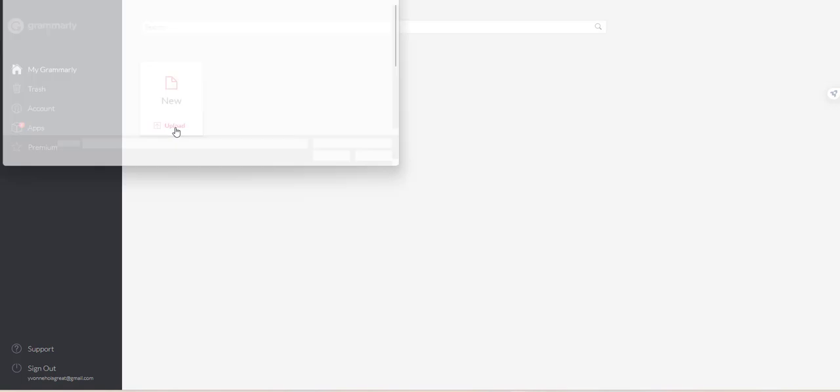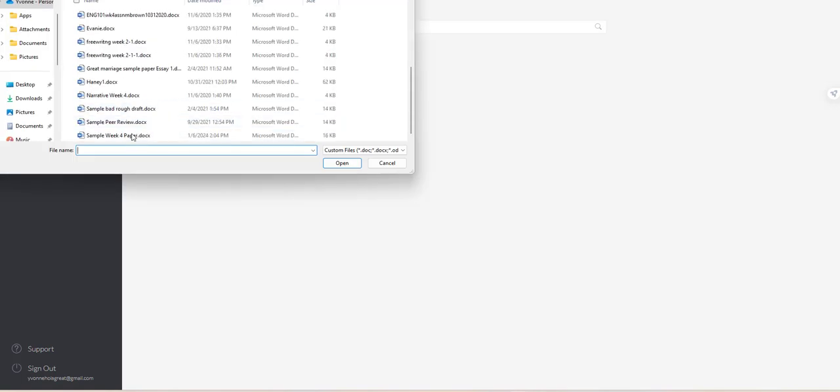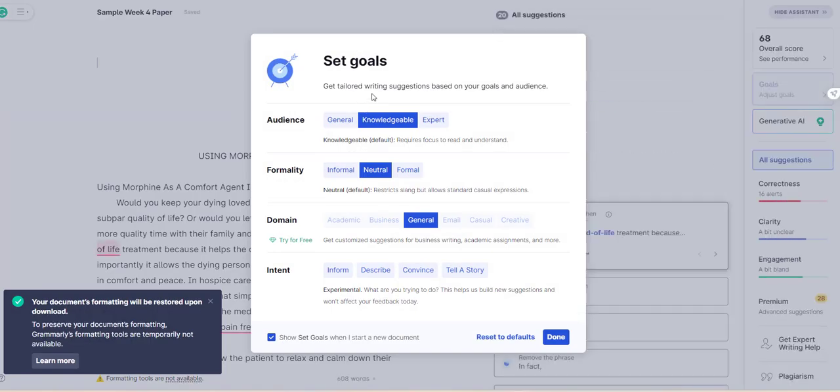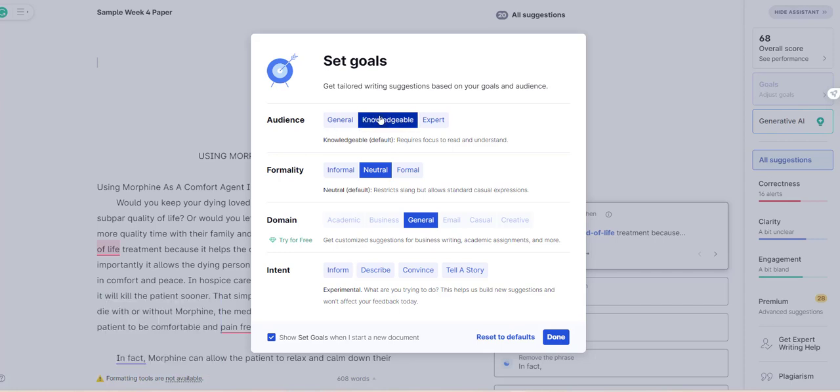Okay, so if I upload my paper, and so here I will go to sample paper 4, and it will then ask you, who's your audience? Is your audience general, knowledgeable, or expert? If you have a general audience, that means that your paper can be somewhat informal. If you have a knowledgeable audience, that means your paper is going to be a little bit more formal English. Expert means that you probably want to use third-person case only.